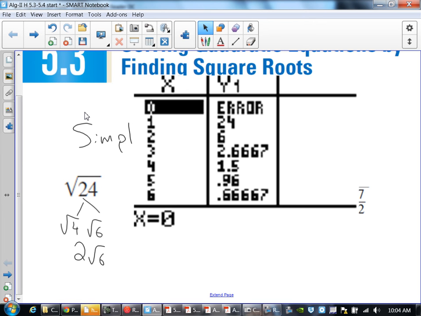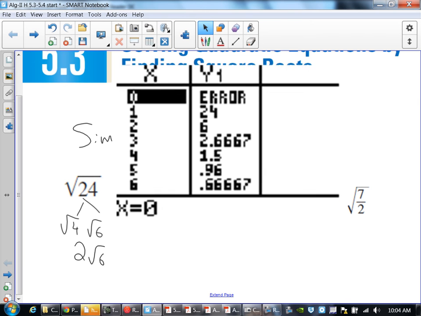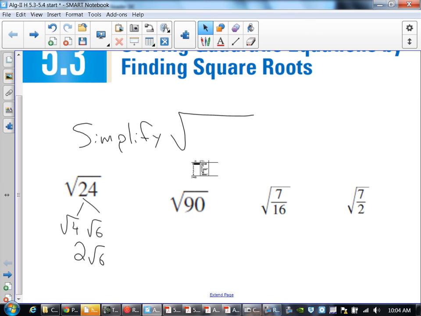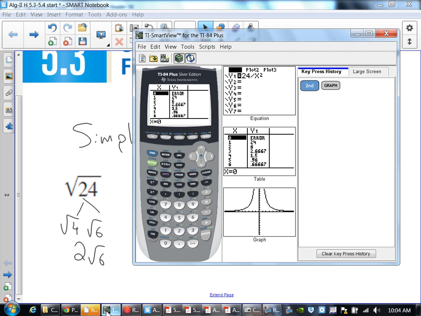My calculator table starts at -2. You can change your table set. Second window, and you can adjust where your table starts. You can start it at 0 if you want, or -2 if you also want, or just scroll up.